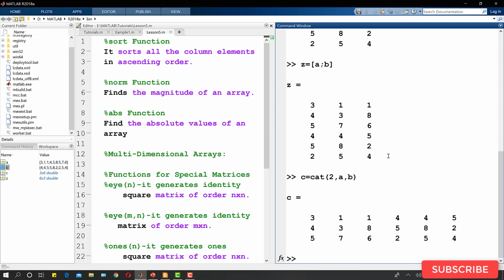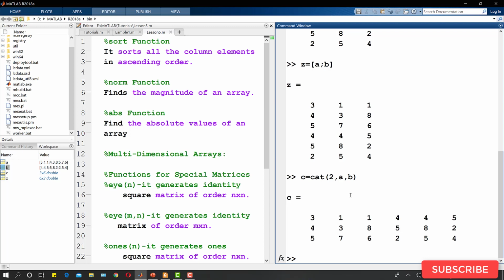Now from these two examples we can say that when we write 1, the second matrix will be added to the first matrix and it will be placed below the first matrix. And if I write cat(2, A, B), the second matrix will be added to the first matrix and the B matrix will be placed towards the right of the first matrix. That is, the B matrix will be added to the rows of the A matrix.